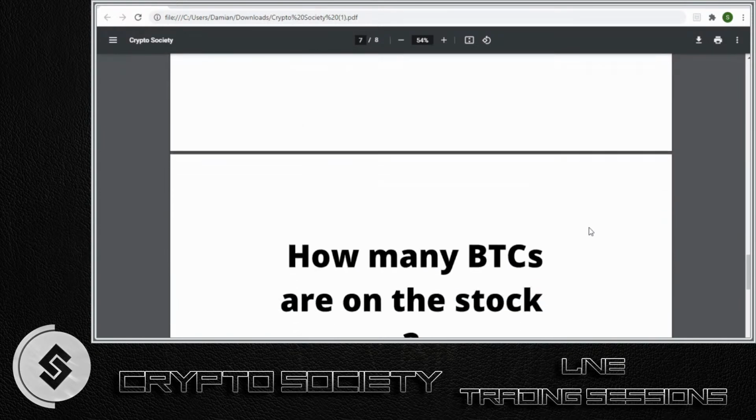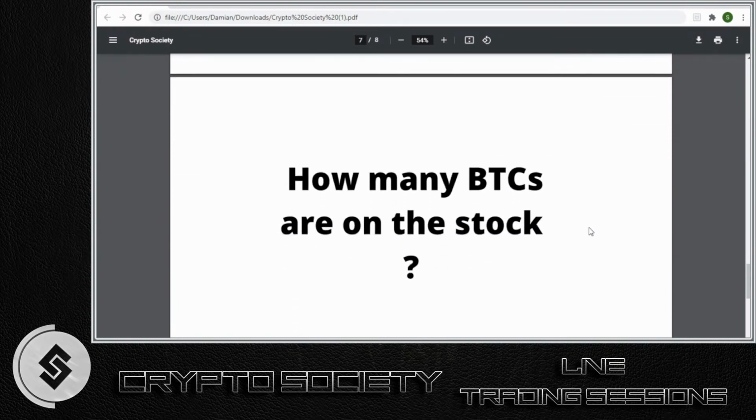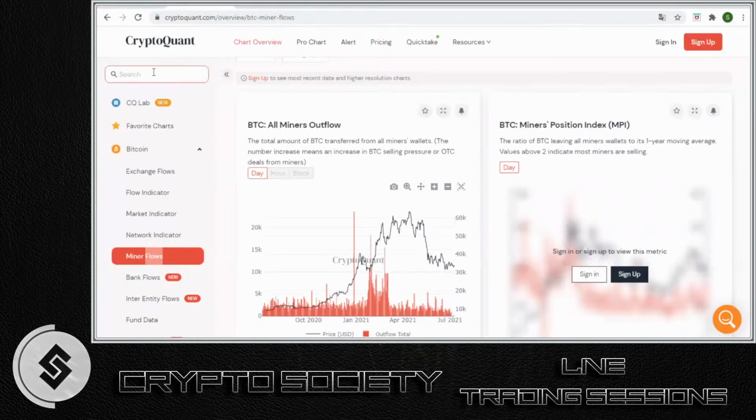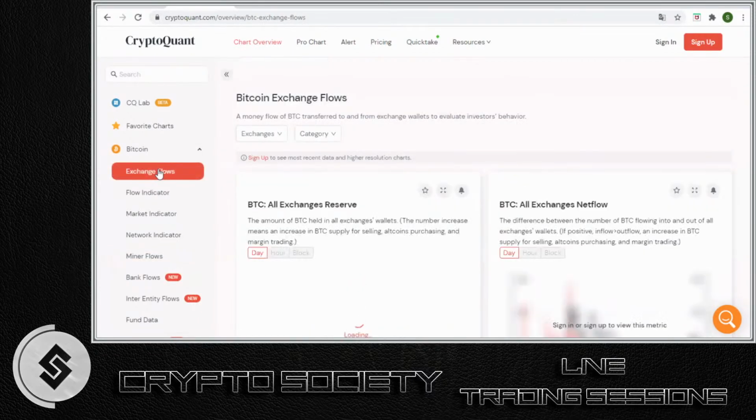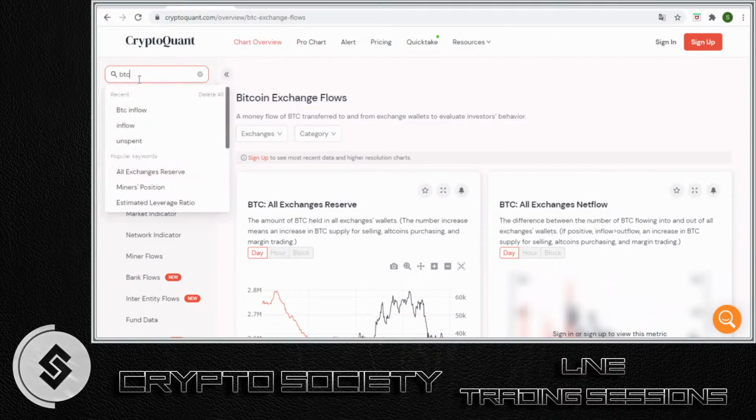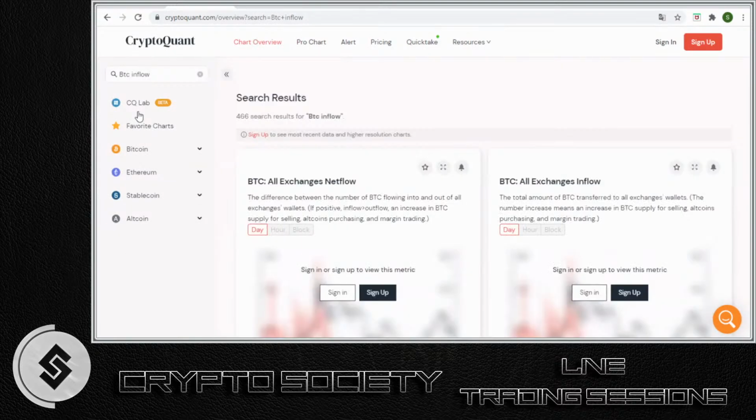Okay, the next indicator is how many BTC are on the exchanges now. We can search this information also on CryptoQuant. Let's go into this website. So when you say how many BTC, what do you mean by that? How many BTC are transferred into exchanges? Oh, okay. Into a centralized exchange, right?